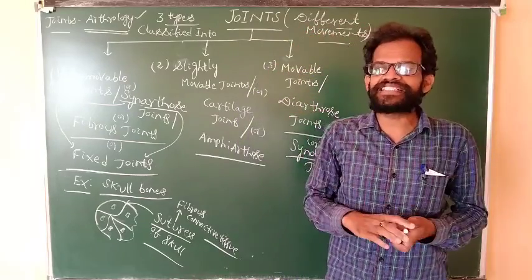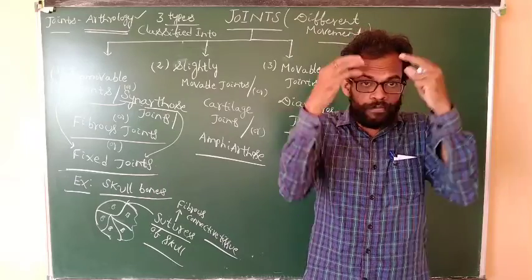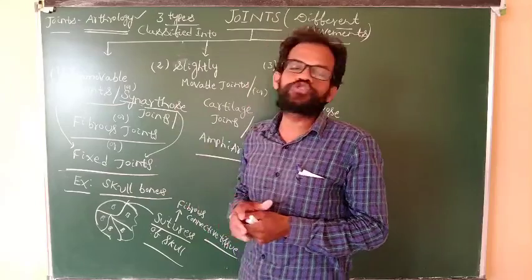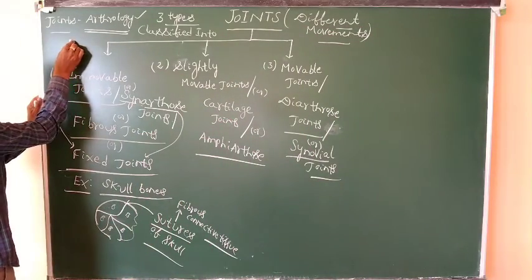One, it is a skull. This consists of different types of bones. One bone is joined with other bones. It is a fixed joint, nothing but a fibrous joint. Fibrous joints.